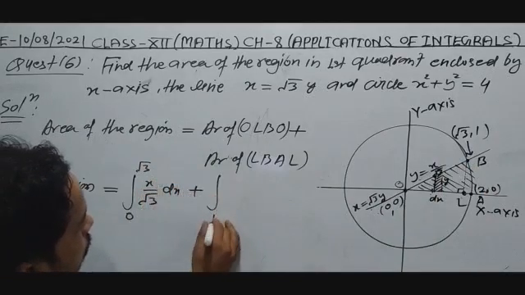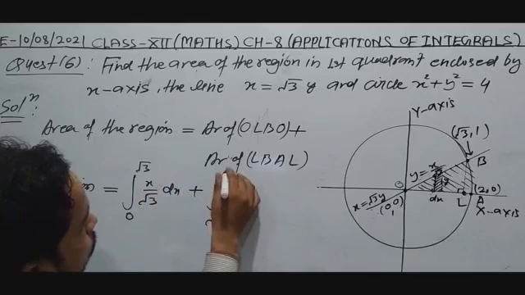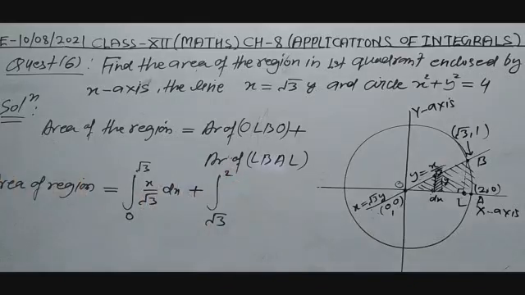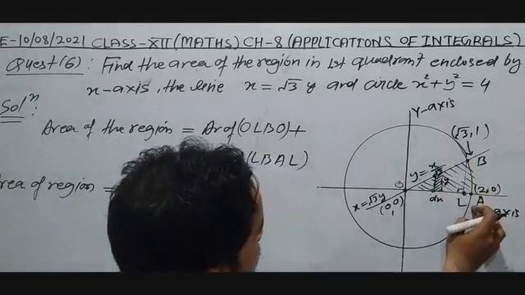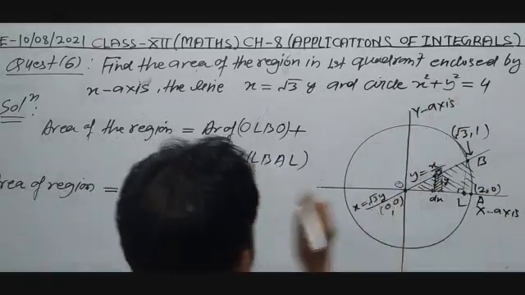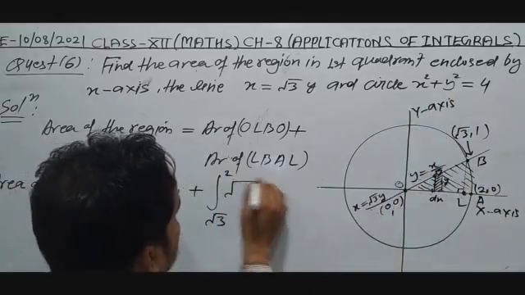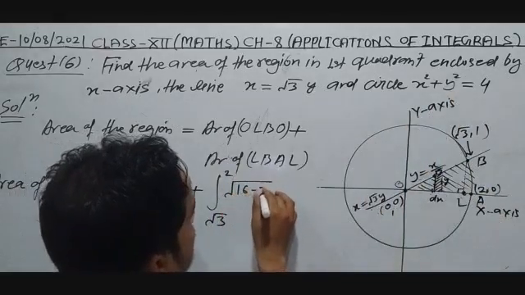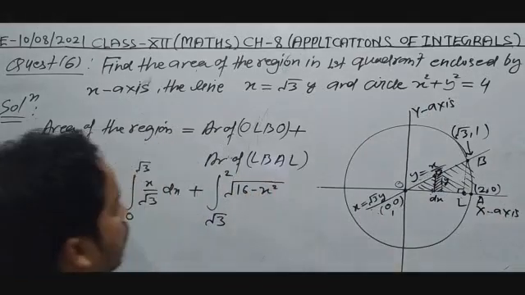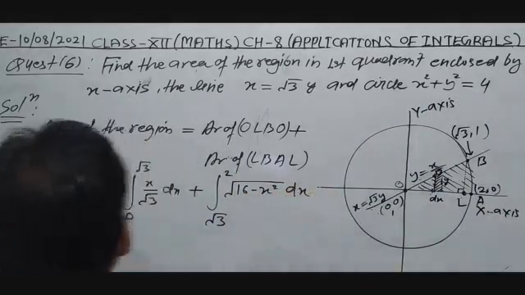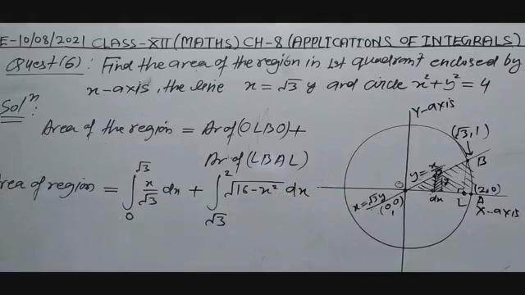Now plus from root 3 to 2. This is the curve of circle, and the value of y will be root of 16 minus x square dx. This part we have to integrate.